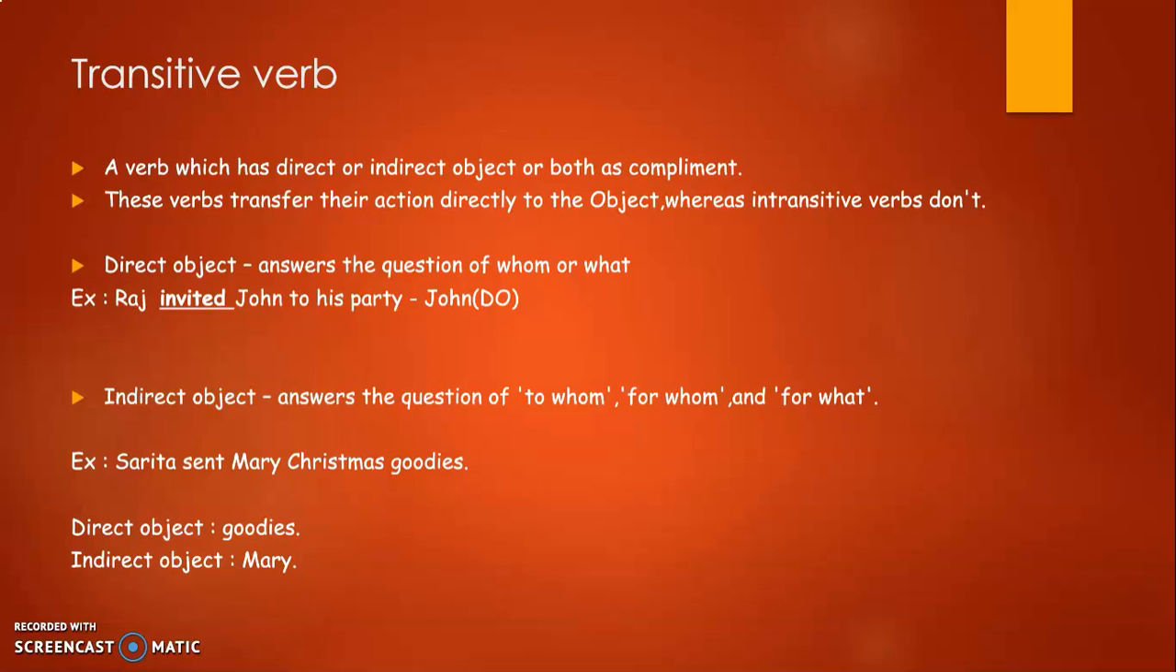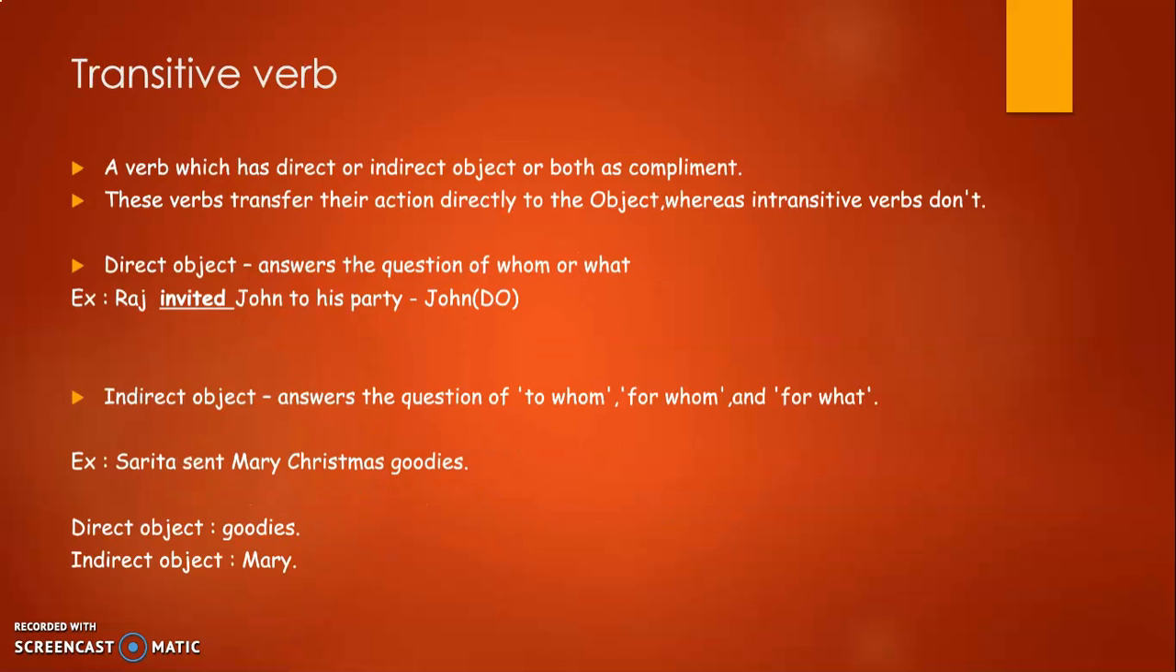Next, indirect object. It answers the question of to whom, for whom, and for what. For example, in the sentence, Sarita sent Mary Christmas goodies. Here the direct object is goodies and the indirect object is Mary. Why? Sarita sent what to Mary? Goodies. Hence, goodies is a direct object. Sarita sent whom the goodies? Mary. It is answering the question to whom.